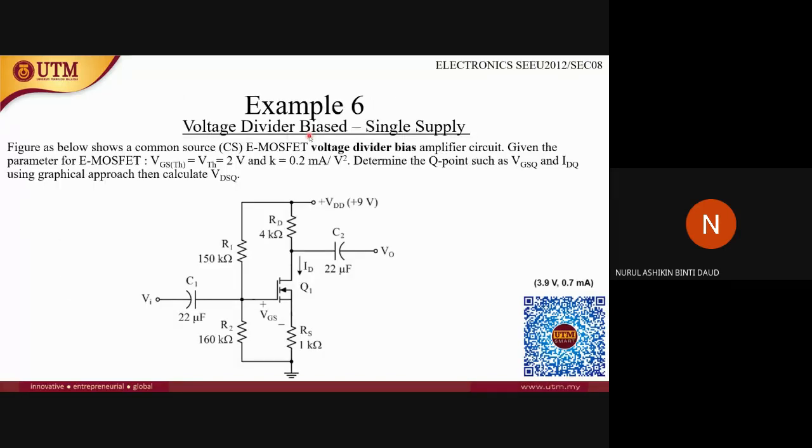All right, so let's look at another example. This is the voltage divider bias with a single supply, only VDD here. The figure below shows a common source CS MOSFET voltage divider bias amplifier circuit, and given the parameters for the MOSFET, the threshold is 2 volts, and the value of the K constant is this value. Then determine the Q point as VGSQ and IDQ using the graphical approach. Then calculate the VDSQ.